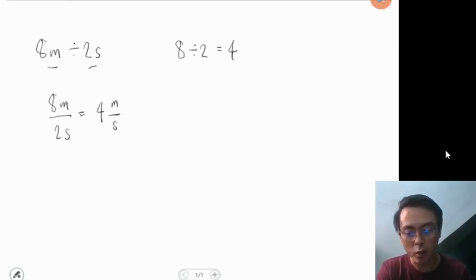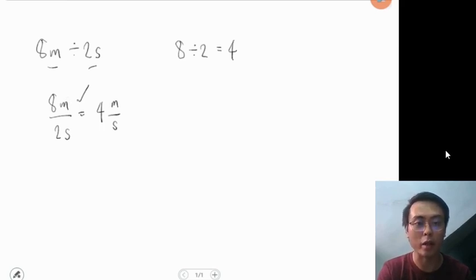This makes this equation correct because we balanced both the numerical values on the left-hand side and the right-hand side, and we also balanced the units. So if it's meters per second on the left, it's also meters per second on the right side. Okay, that's what we mean by dimensional homogeneity.